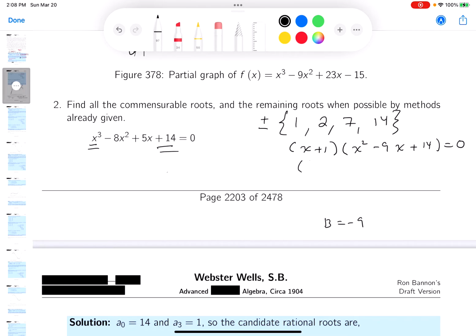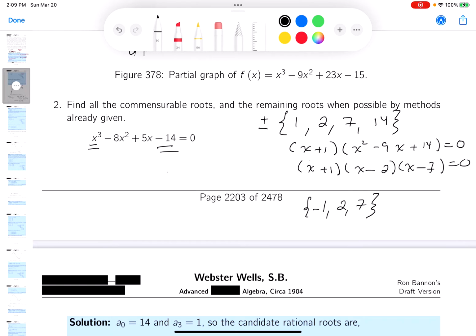Well, let's try to factor it. What do you get? x plus 1, x and x. And what do you get over there? Looks like 7 and 2, right? Minus, minus. Now I know all the roots. And they're rational roots, by the way. The roots are as follows: minus 1, 2, and 7.